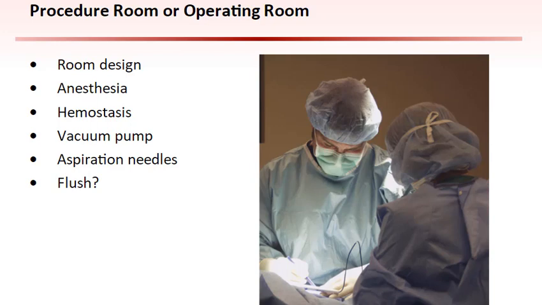Retrievals involve the insertion of aspiration needles into the peritoneal cavity, usually through the vaginal wall, but occasionally through the abdominal wall. With repeated insertion of the aspiration needle, there is bleeding, and hemostasis is commonly required after completion of the oocyte collection. The room should provide the means to accomplish this.